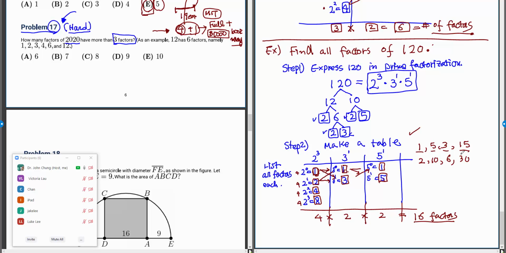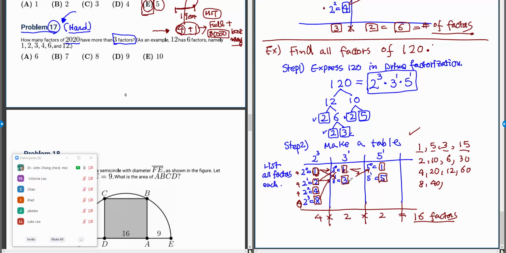Now we're done with that. The third number, 4 times 1 times 1 is 4. 4 times 1 times 5 is 20. 4 times 3 times 1 is 12. Are you guys following me? 4 times 3 times 5 is 60. We are done with this number. Now last number. 8 times 1 times 1 is 8. 8 times 1 times 5 is 40.